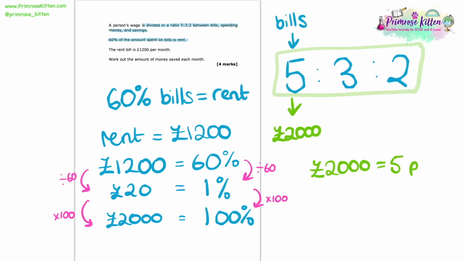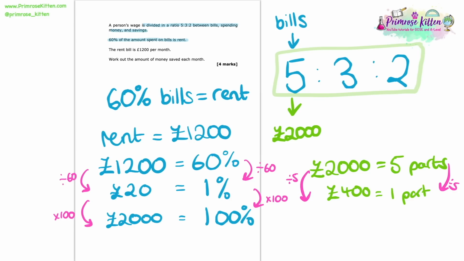So now that we know that 5 parts of the ratio is 2,000, we can easily go down to work out what 1 part of the ratio is. And we can do that just by dividing both sides through by 5. So now I'm dividing both sides by 5, and I end up finding that 1 part of this ratio is equal to £400.